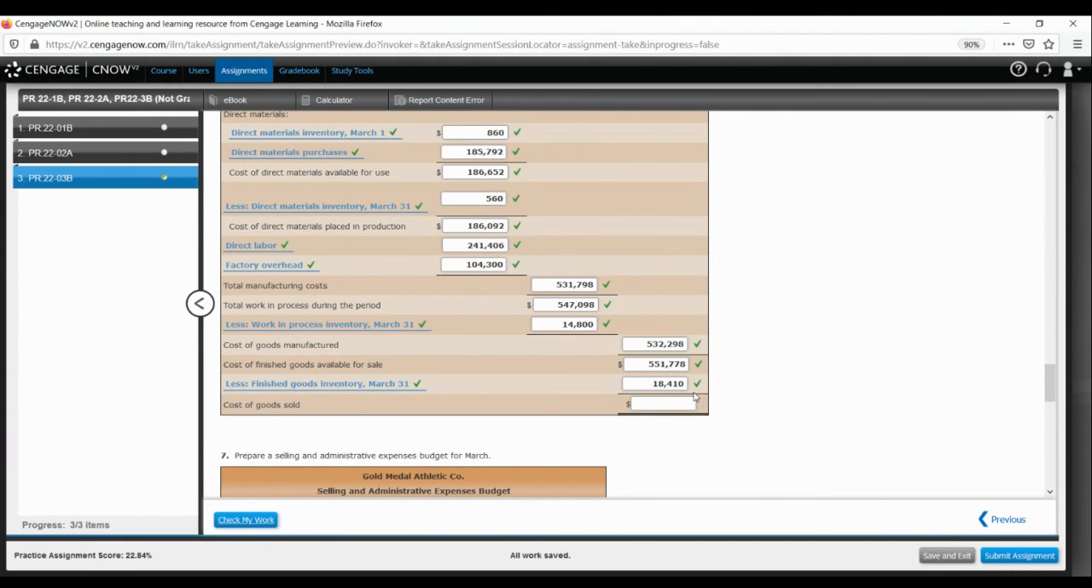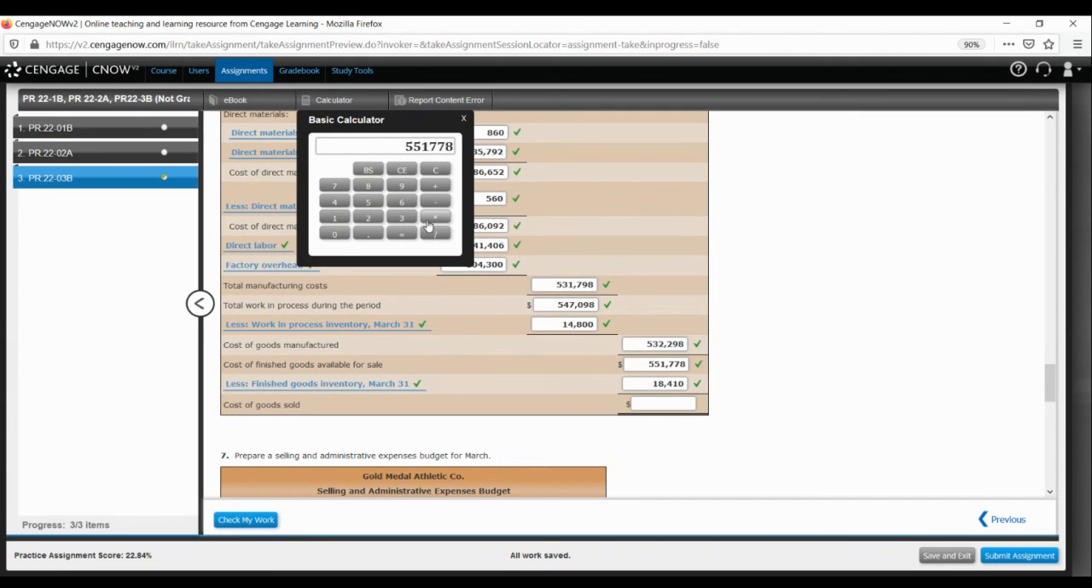The last step is to subtract your finished goods inventory from your cost of finished goods available for sale. So we're going to subtract 18,410 from this, and that will leave you with $533,368. That's your cost of goods sold.